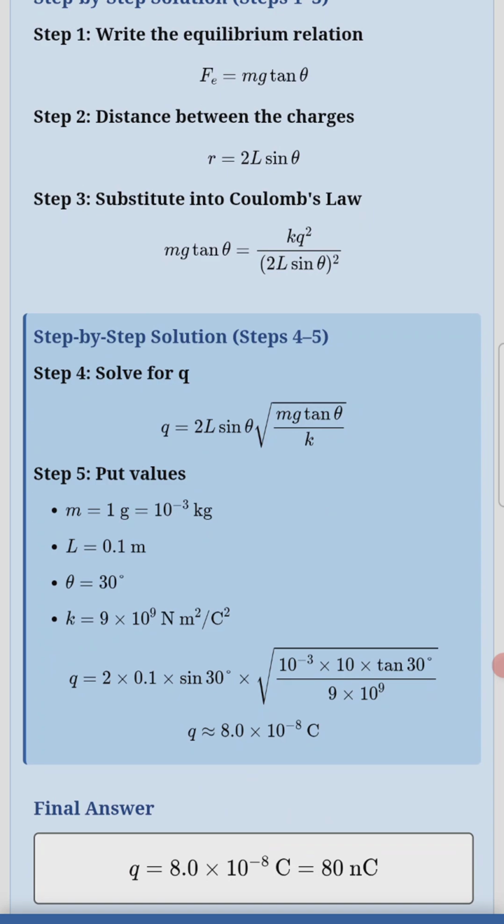Step 5. Now substitute the given values. m equals 1 gram equals 10 to the power minus 3 kilograms. L equals 0.1 meters. Theta equals 30 degrees. k equals 9 times 10 to the 9. After substitution, q equals 2 times 0.1 times sine 30, times the square root of 10 to the minus 3 times 10 times tan 30, all divided by 9 times 10 to the 9. This evaluates to approximately 8.0 times 10 to the power minus 8 coulombs.